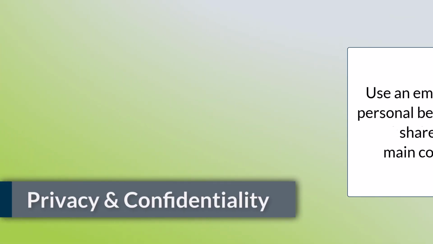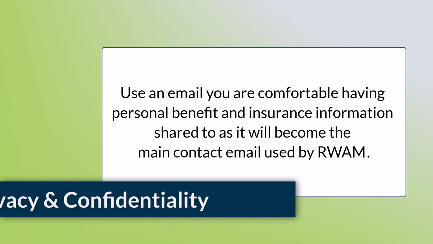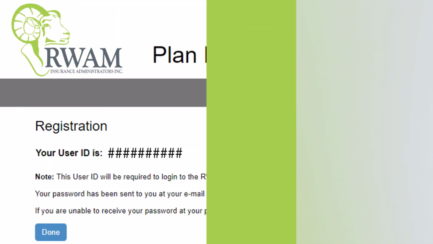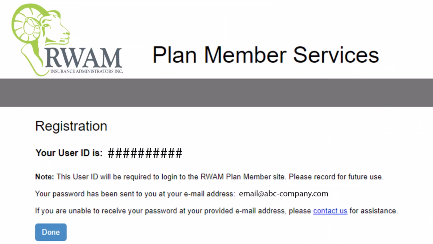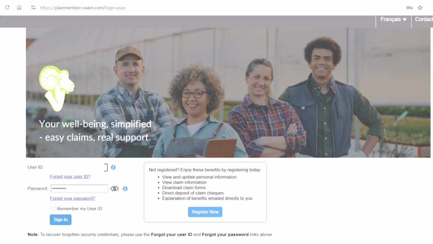Note: ensure you use an email that you are comfortable having personal benefit and insurance information shared to, as it will become the main contact email used by RWAM. You will receive your user ID and a temporary password. Use these credentials to log in to the Plan Member portal. The first time you log in, you will be prompted to update your password from the current temporary password.